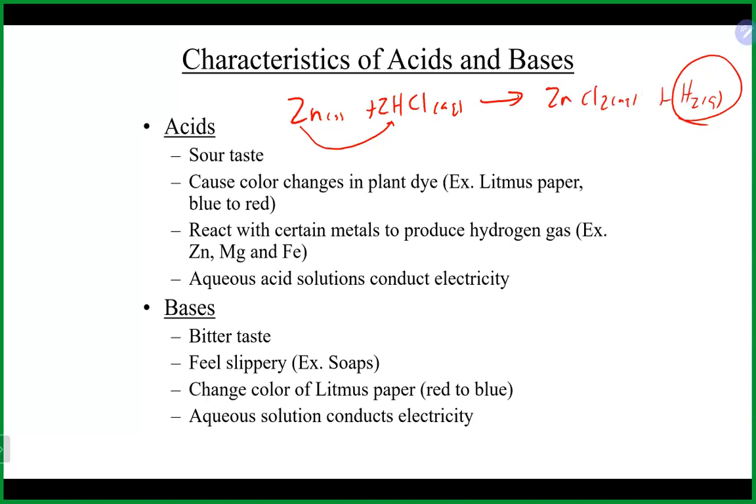Aqueous solutions of strong electrolytes and also weak acids will conduct electricity. Bases, on the other hand, taste bitter. They feel slippery. They change litmus paper to blue. So if you have litmus paper that ends up blue or stays blue, that usually means the solution is basic. They are also, as we talked about, strong bases or strong electrolytes, which are able to conduct electricity.